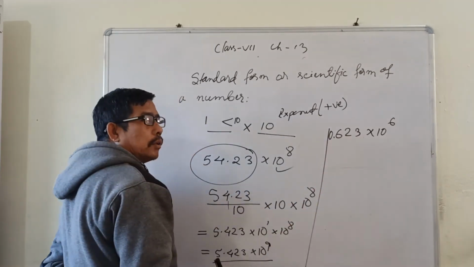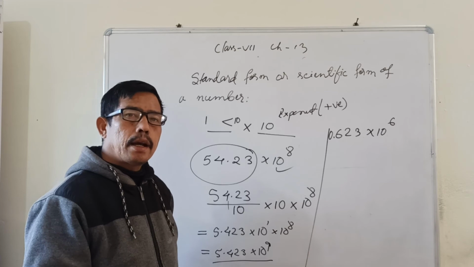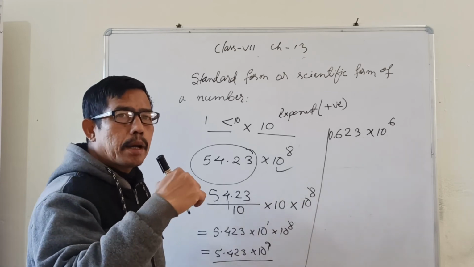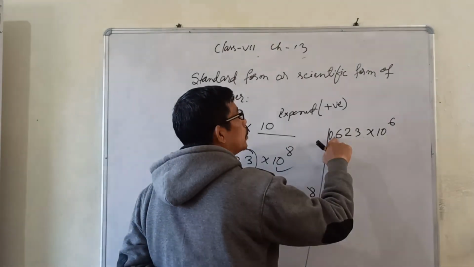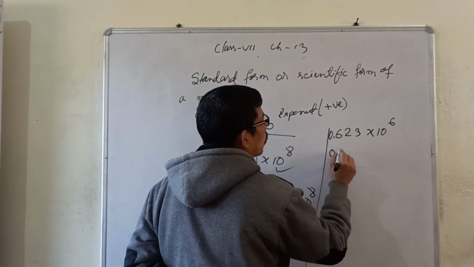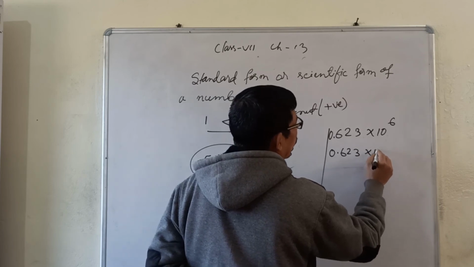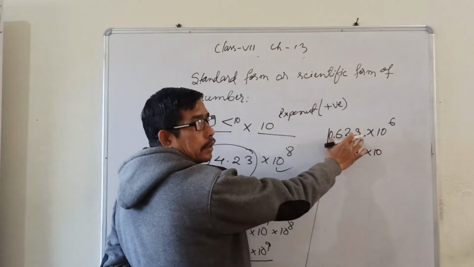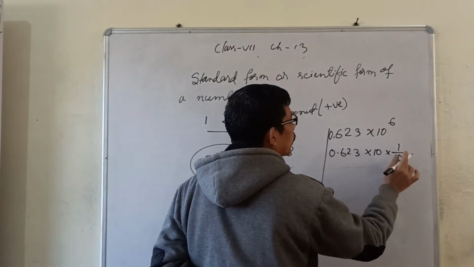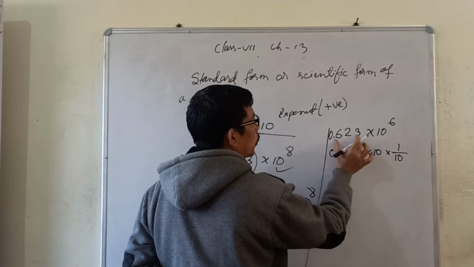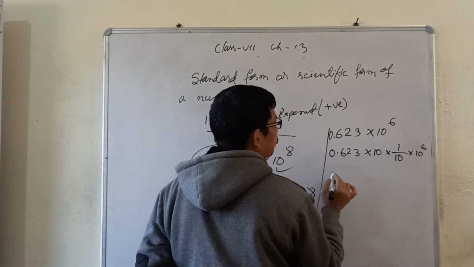Then we know that if a decimal number is multiplied by 10, 100, 1000, the decimal moves to the right side. So we need to move this to here. So 0.623 will be multiplied by 10. But 10 was not here. So to cancel, we have to write 1 by 10 here, so that after cancellation, we are getting this original number, and into 10 raised 6.